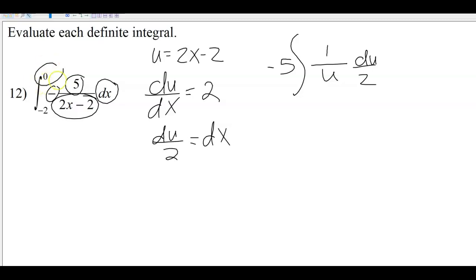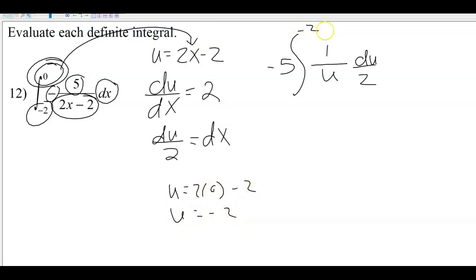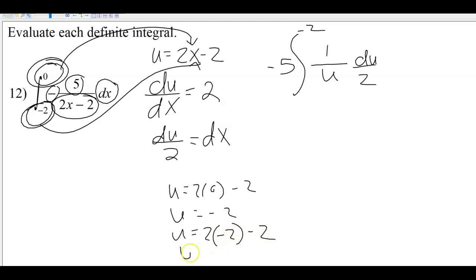And we also need to change these numbers here. Since we're doing u substitution with a definite integral, you have to change the limits. So the top number right now is 0, but if I plug it in here, that will tell me what the corresponding u value would be, and that's negative 2. And then the bottom number was negative 2, but if I plug it in here, I get negative 6. So now my bottom number is negative 6. Now, I'm also going to take this negative 2 here and I'm going to slide it out to the front, and that would look like this.